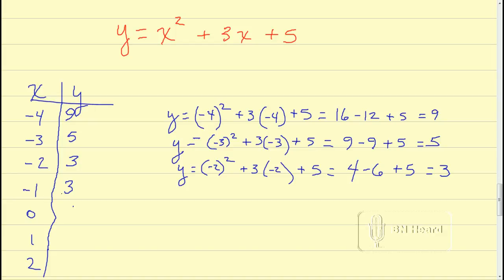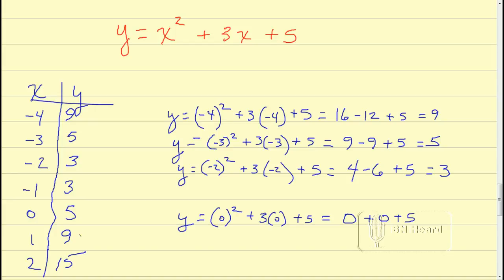When I put 0 in, I get 5. I'll show you 0 here. y equals 0 squared plus 3 times 0 plus 5. Of course, 0 squared is 0, plus 3 times 0 is 0, plus 5. So I get a 5. I put a 1 in, I get a positive 9. I put a 2 in, I get a positive 15.